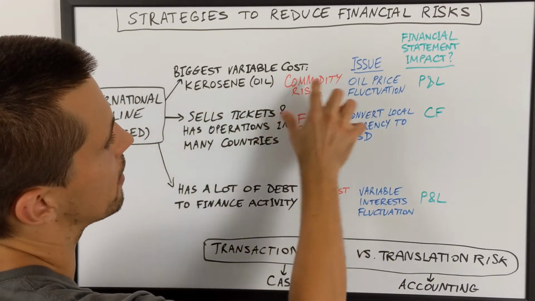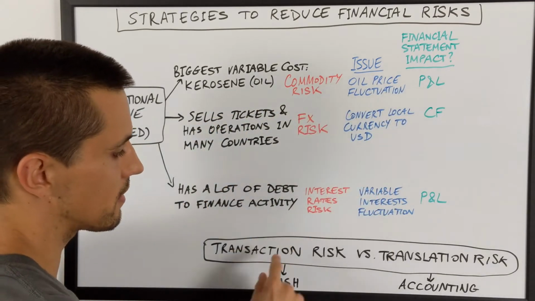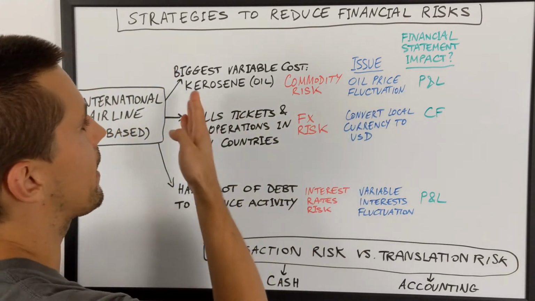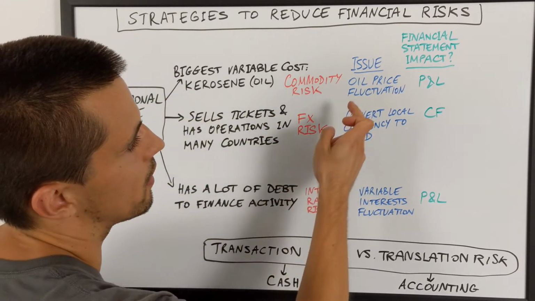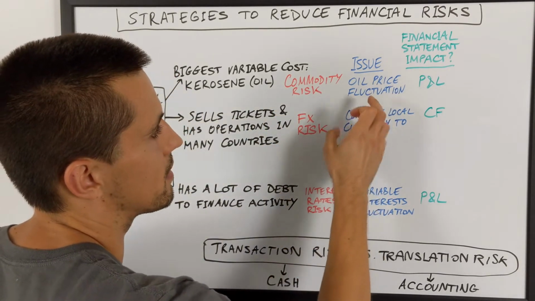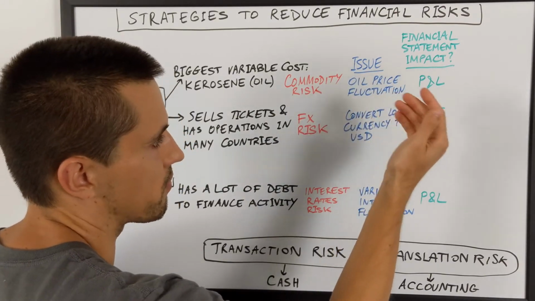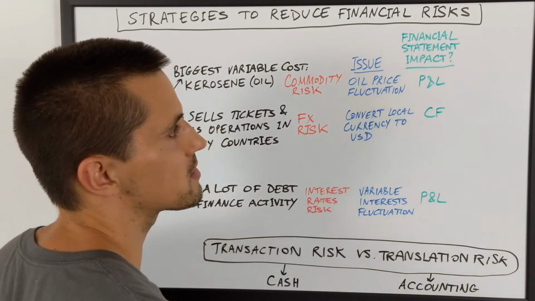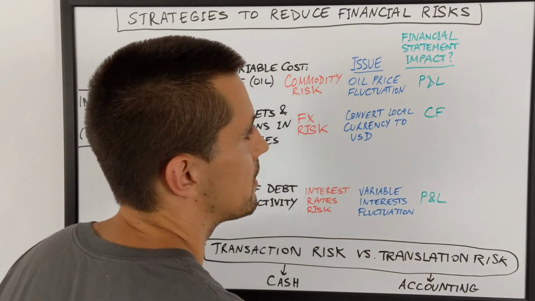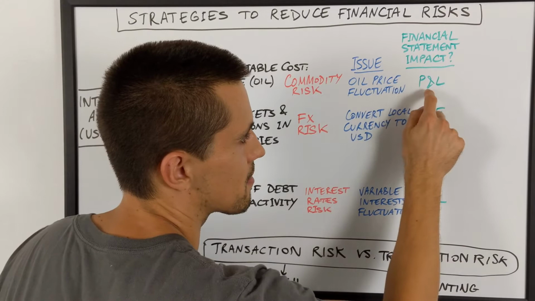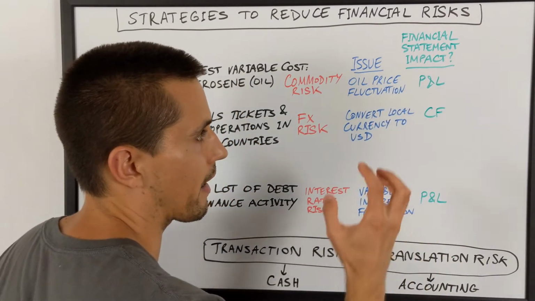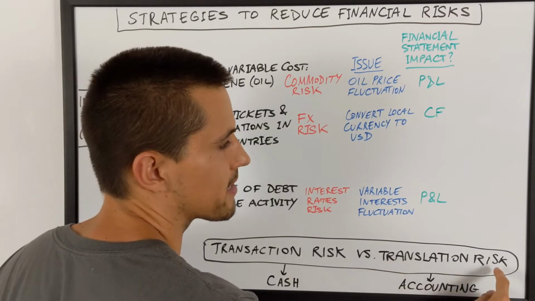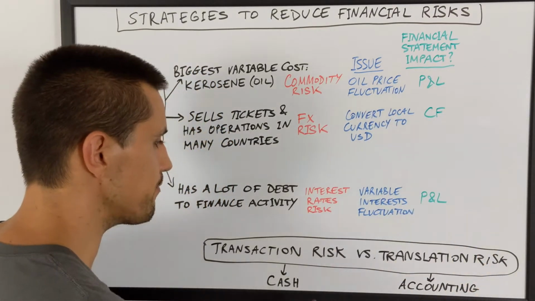The reason why we have structured it like this is to classify both risks here. As you can see here in the first case, where the oil price is the big factor, or the fluctuation of the oil price, our financial statement which is impacted is the P&L. So now we know, since it's the P&L, it's gonna be an accounting issue if you want, so it's gonna be a translation risk in the first line.